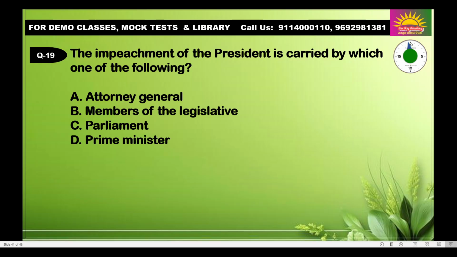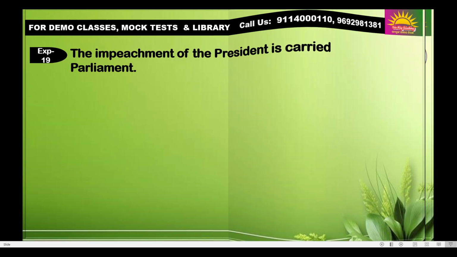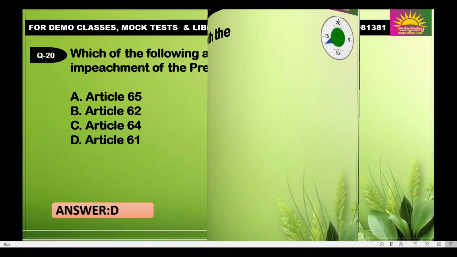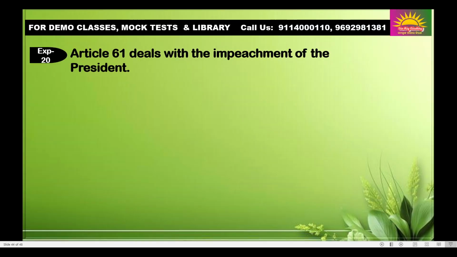Question number 19. The impeachment of the President is carried out by which of the following? Attorney General, members of Legislative, Parliament, Prime Minister. So C, Parliament. Question number 20. Which of the following article deals with the impeachment of the President? Article 65, 62, 64, 61. Answer D, 61. Article 61 deals with the impeachment of the President.